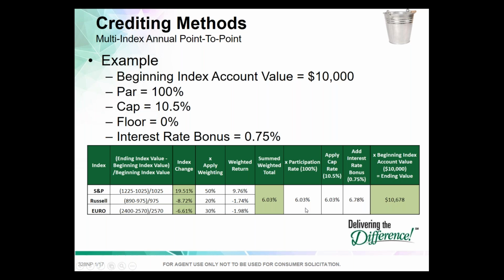Then we apply the participation rate, which is typically 100%. That typically doesn't change. In this example, the cap rate might change more frequently. The participation rate doesn't typically change. The cap rate applied, is that within the 10.5? Yes. Add any interest rate bonus if applicable, and credit to the policy.